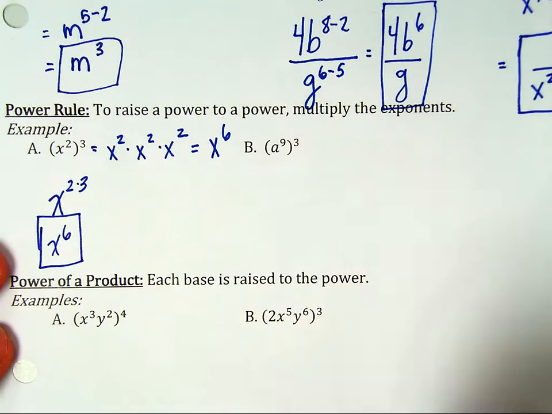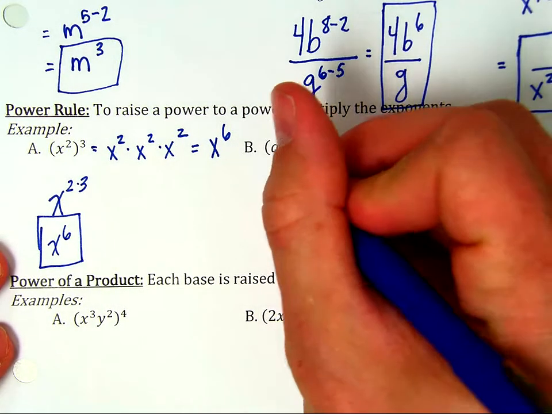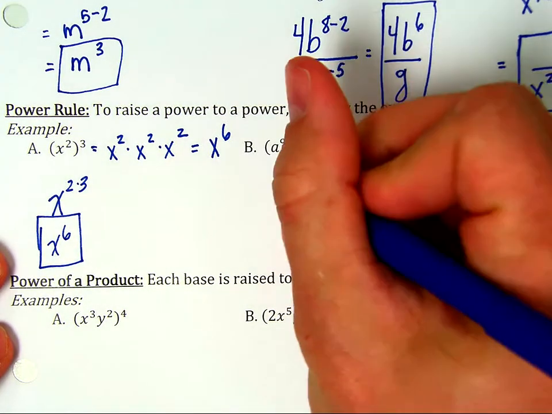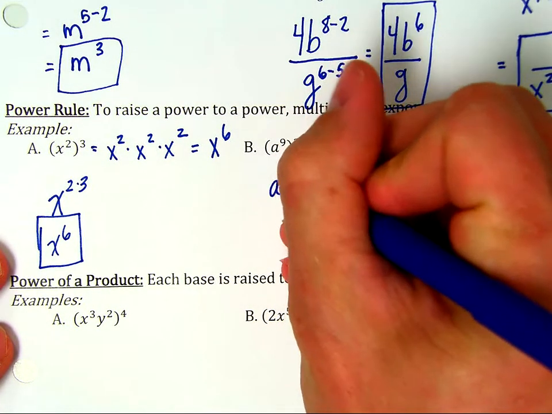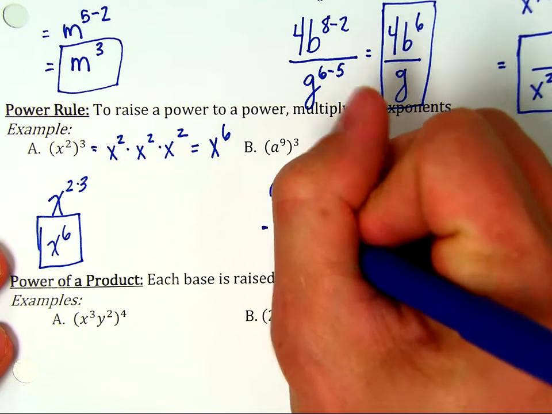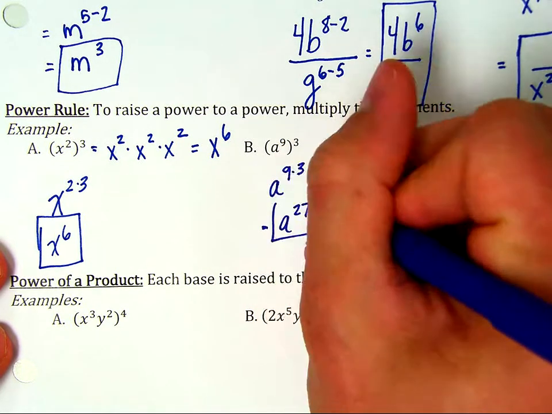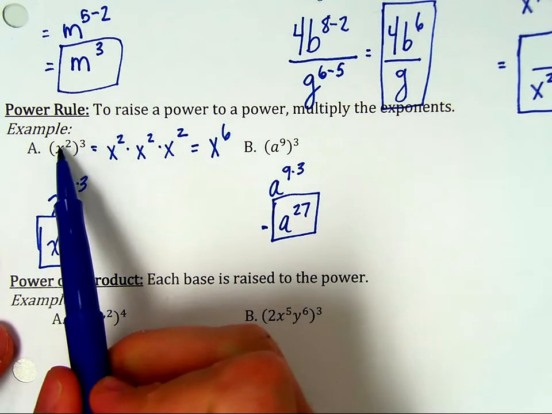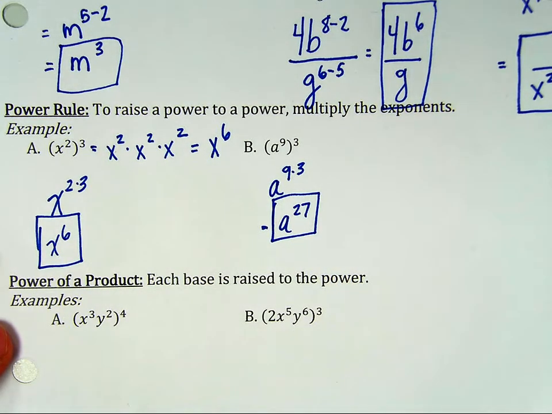Okay. So for B, a to the 9th to the 3rd, instead of saying a to the 9th, a to the 9th, a to the 9th, we can just say a to the 9 times 3, which is a to the 27. So that's the power rule. Whenever you have a power raised to another power, you multiply the exponents.